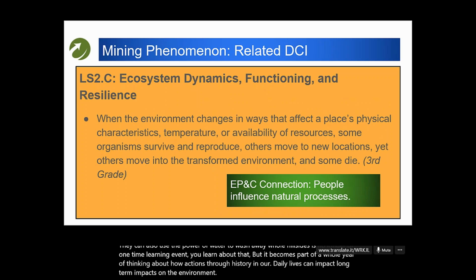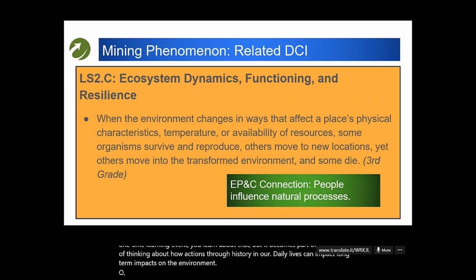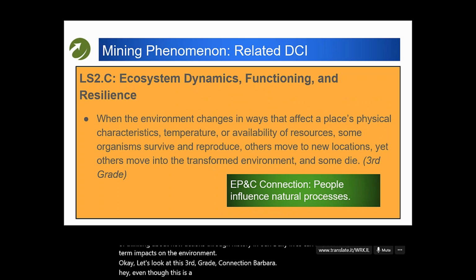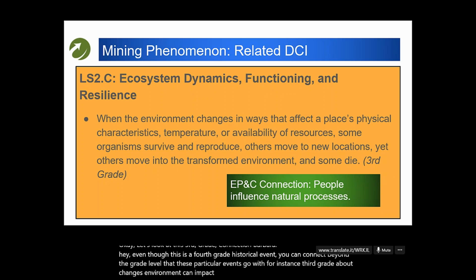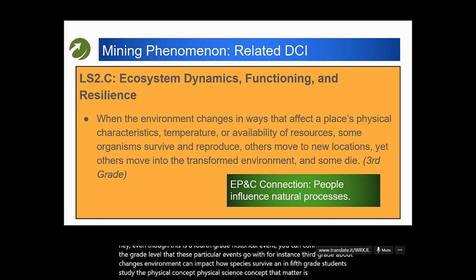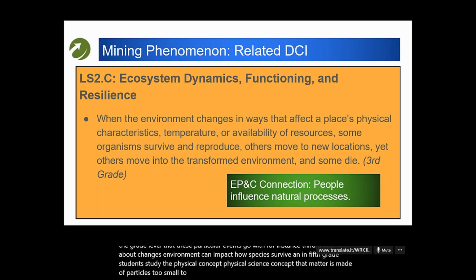Okay, let's look at this 3rd grade connection, Barbara. Even though this is a 4th grade historical event, you can connect beyond the grade level that these particular events go with. For instance, in 3rd grade, changes in the environment can impact how species survive. And in 5th grade, as students study the physical science concept that matter is made of particles too small to be seen, they can look at the mercury particles that were produced as a result of processing the gold.